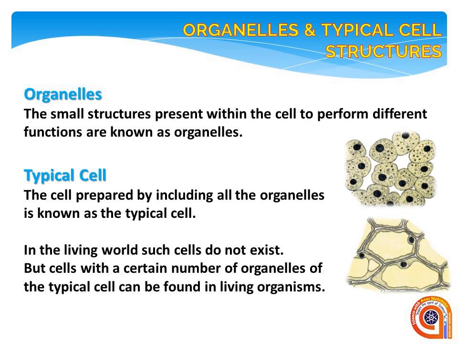What is a typical cell? A typical cell structure means the cell imaginarily drawn including all the possible organelles, and there is no organism having all of them. Most of the organelles are present, but anyhow one or two will be missing. So accordingly, the typical cell, the cell prepared by including all the organelles, is known as a typical cell. In the living world, such cells do not exist, but cells with a certain number of organelles can be found in living organisms. You can see two rough structures given here.